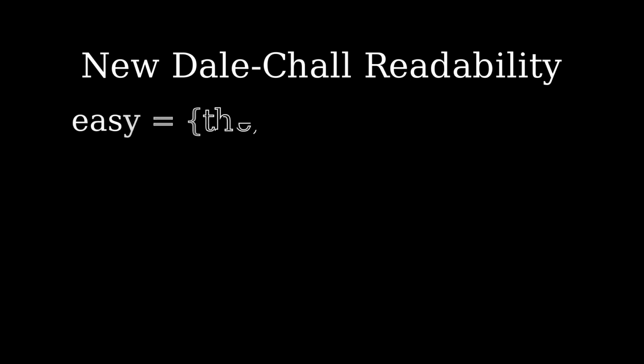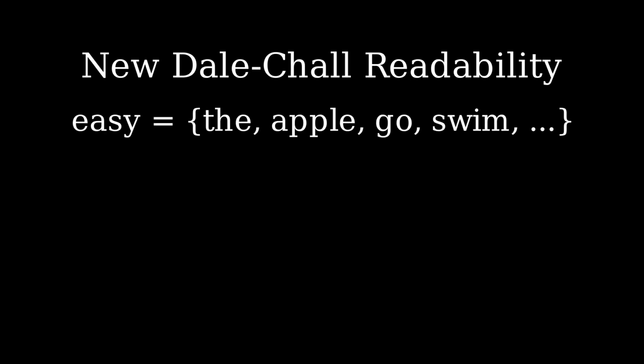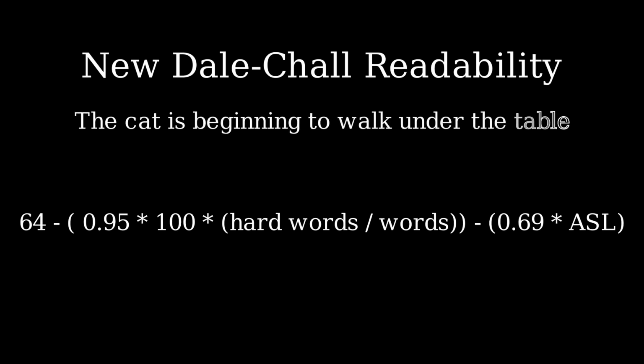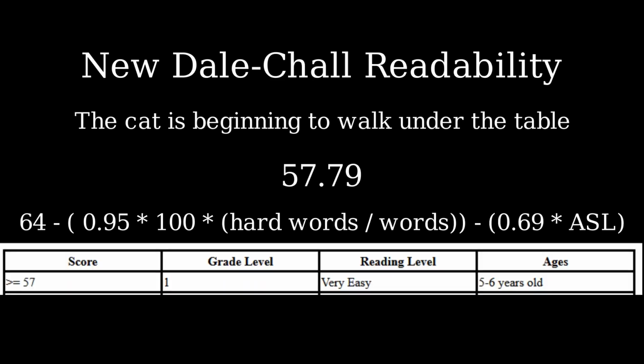One test that addresses this is the New Dale-Chall Readability formula. It uses a set of 3,000 common words understood by elementary school students. The words not on this list are considered to be hard. Here's the formula. In our previous sentence, all of the words are considered to be easy, so there are 0 hard words. This gives us a score of 57.79. This is considered to be an easy sentence, as expected, so this may be a good alternative.